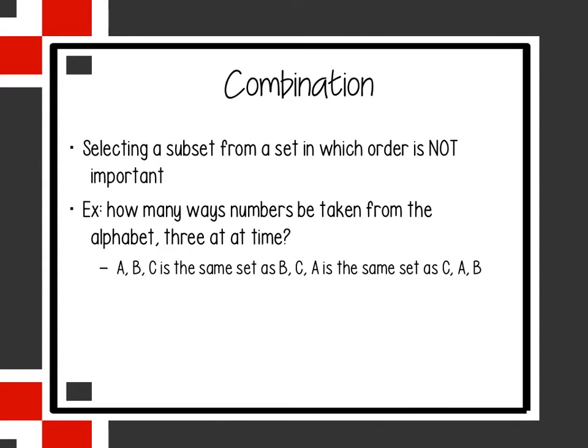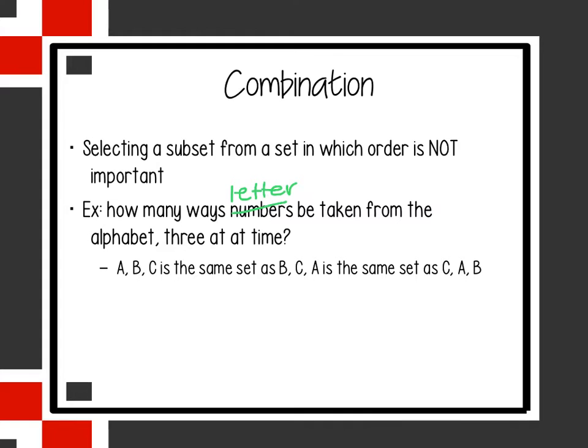The second part, or major part of this section, is combinations. While permutations are when the order of the objects matters, for combinations it is not important. So for example, how many ways can letters, so not numbers, this should be letters, be taken from the alphabet 3 at a time? If you have your entire set of 26 letters, then with permutations, where it says in what order can it go, ABC is not the same thing as BCA or CAB. We would count those as 3 separate sets.